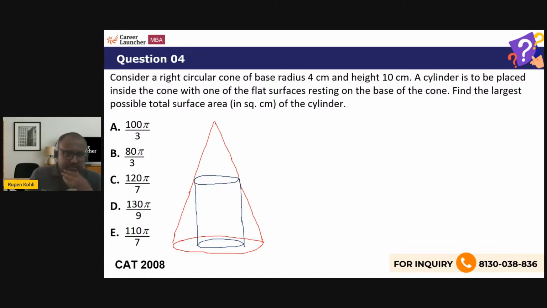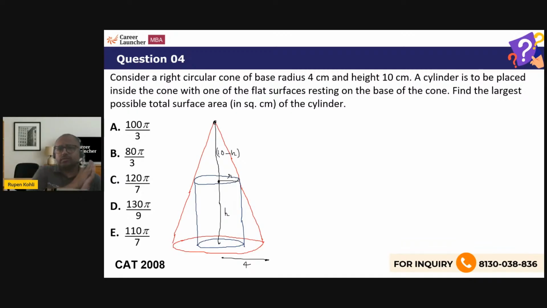Now, consider that the cone itself has radius 4. So this total radius over here is given as 4, whereas the total height is 10. Let's say the height of the cylinder is h, and its radius is r. So this is r and this height is h. Since the total height is 10 for the cone, this distance is going to be 10 minus h.